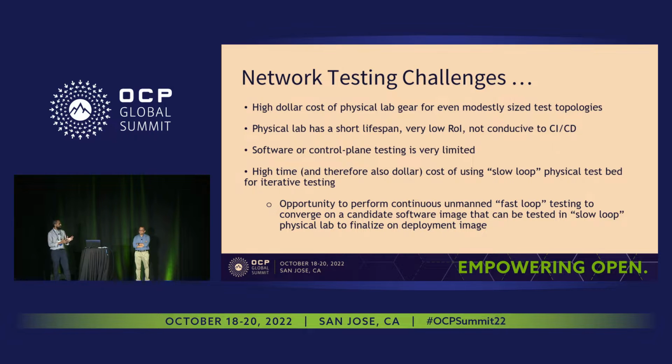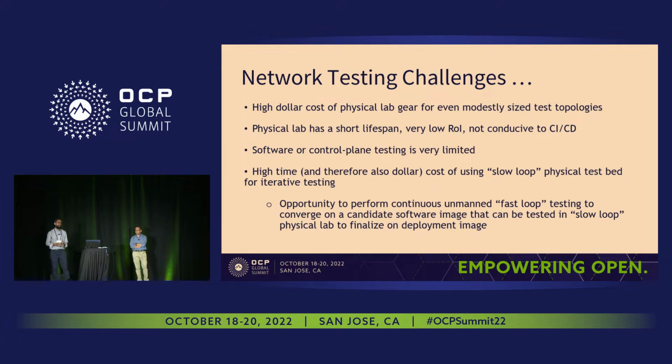On the other end of the spectrum, you have pure software control plane testing, right? That you could do with just a routing daemon like FRR or Quagga. You can test that, but obviously that's very limited, right? You can only test your control plane with that. So ultimately, what you have is a high cost and slow velocity of testing.